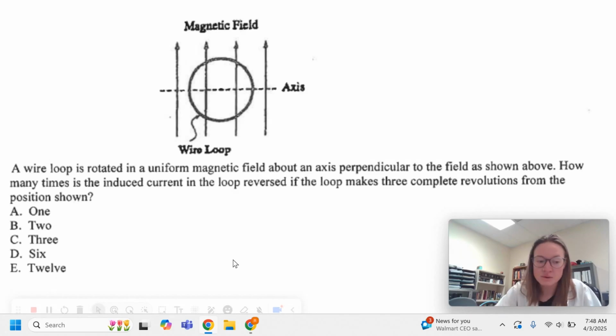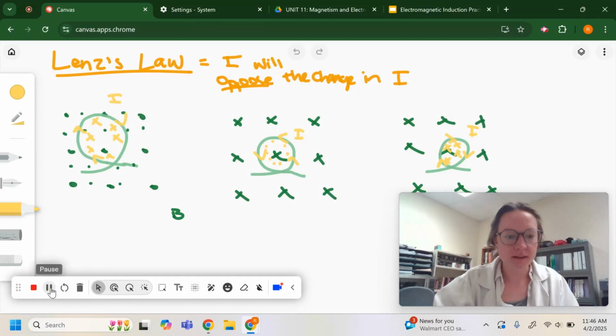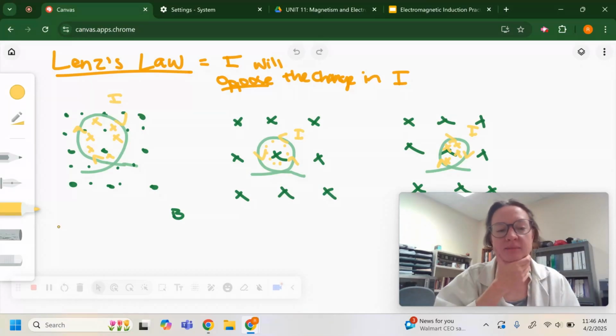So practice this one. And that is all of our practice problems for today, folks, and actually everything that we have. The biggest and most important thing of today was learning about Lenz's law. Let me go ahead and get that pulled up here. Okay, there it is. The biggest thing to remember for today is Lenz's law, that the direction of the current will be such that it opposes the change in flux.